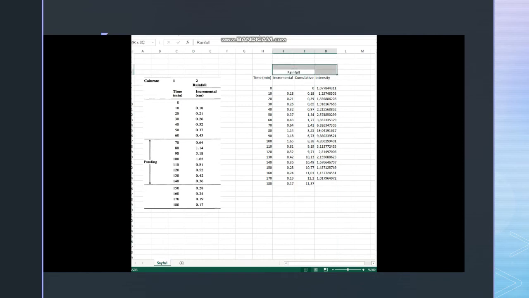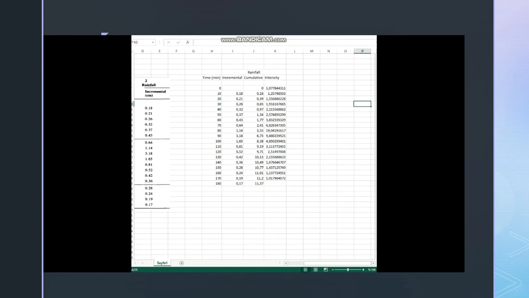Okay, we have the rainfall. After that we need to calculate the infiltration. For infiltration, we need to use another formula in order to find the infiltration. Let me write it here. Infiltration.